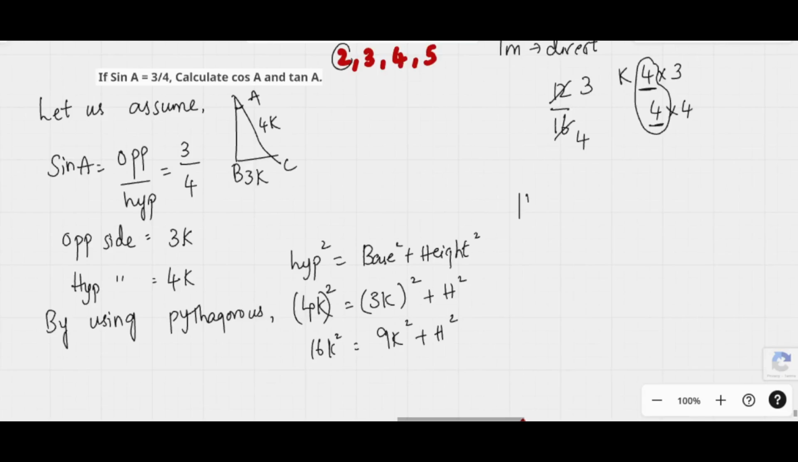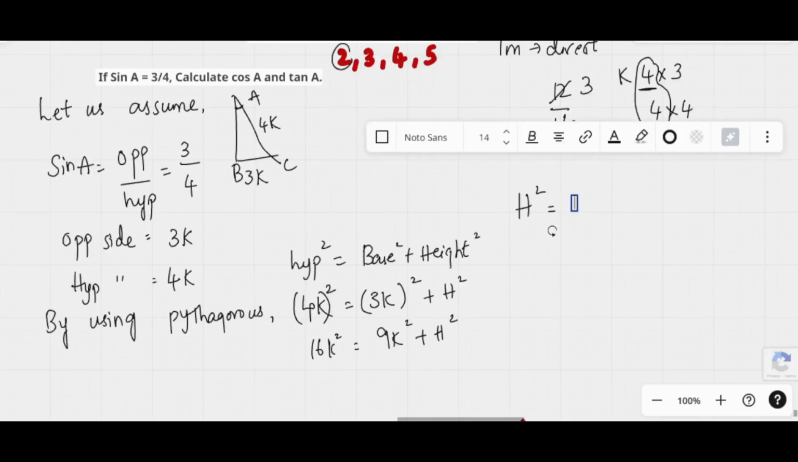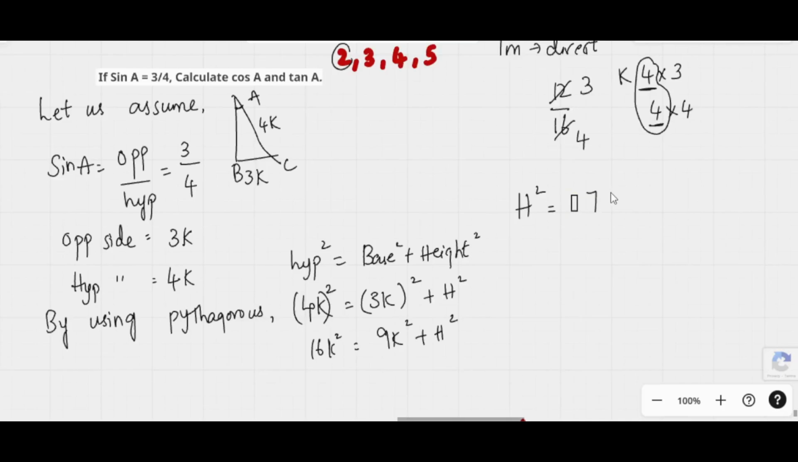So height square is equal to 16 minus 9, which is how much? Yes, 7. Height square is equal to 7k square. Height is equal to root of 7k square. The k square and the root get cancelled, so root 7 will stay like that and k will come out. So the height we got is root 7 k.